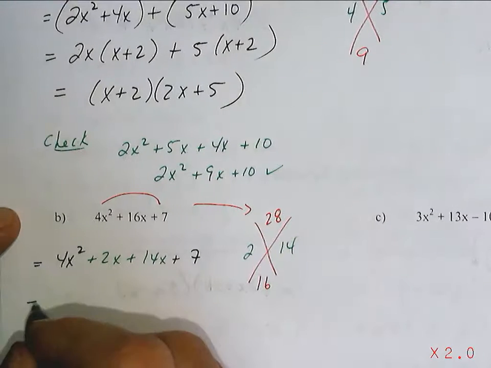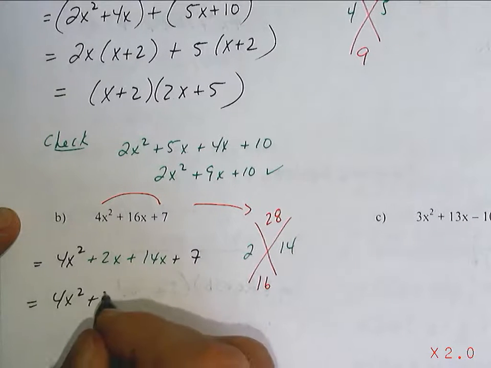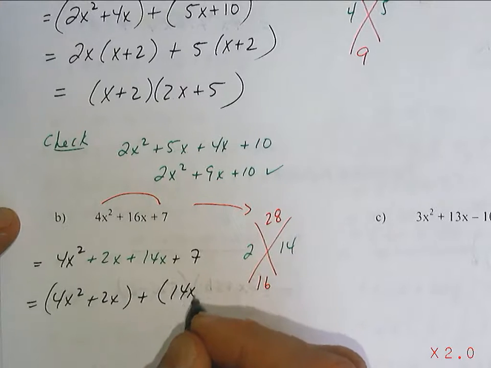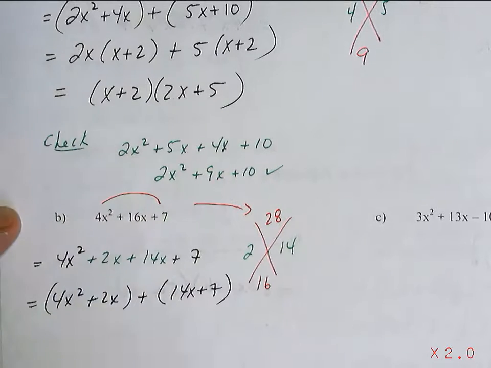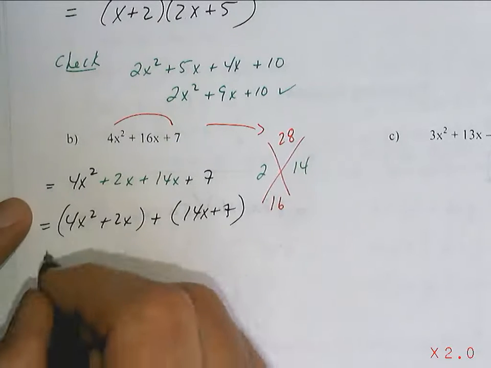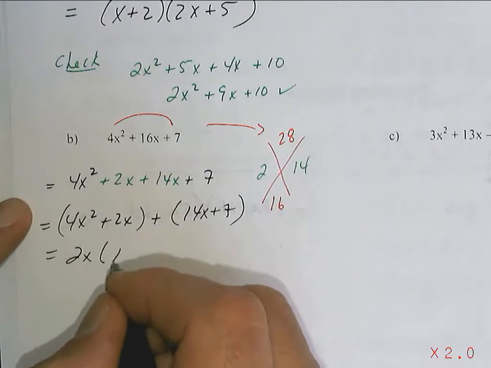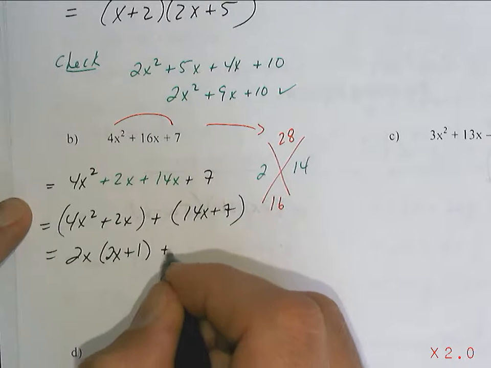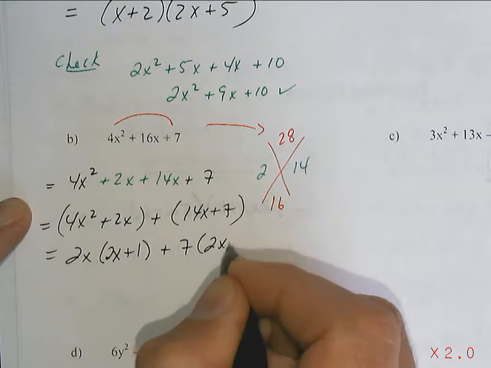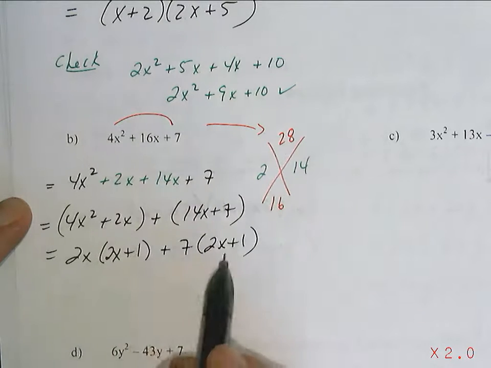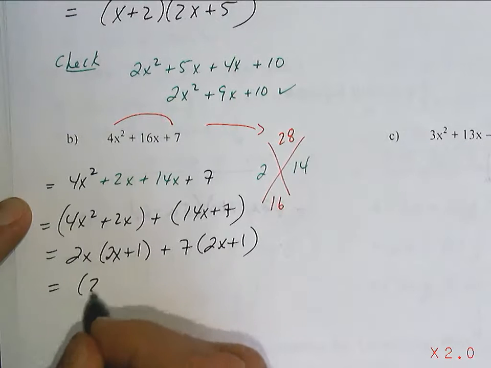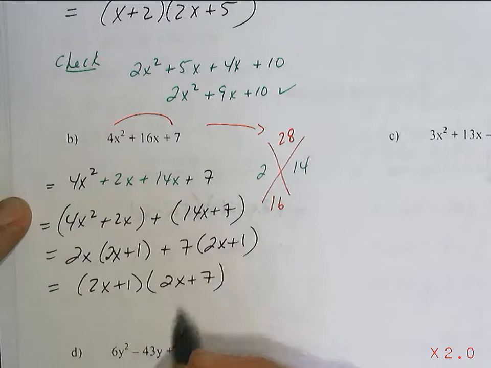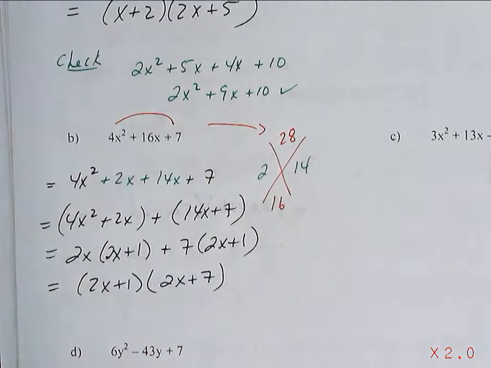Now we're going to group them. 4x squared plus 2x plus positive 14x plus 7. Now we're going to common factor each one separately. Taking out 2x is 2x plus 1, and taking out a 7 is going to be 2x plus 1. These two binomials are the same. 2x plus 1, 2x plus 7. I've now factored it down to two binomials.